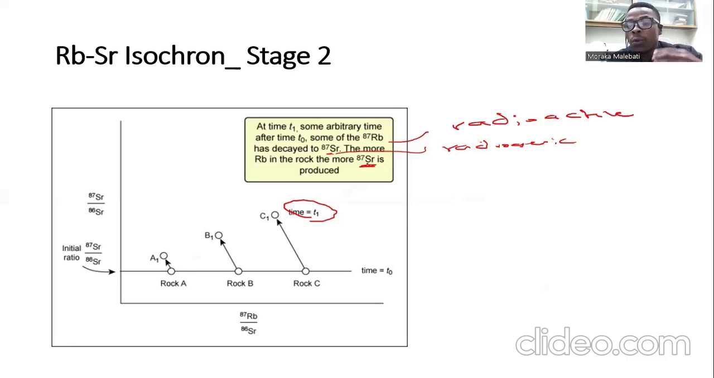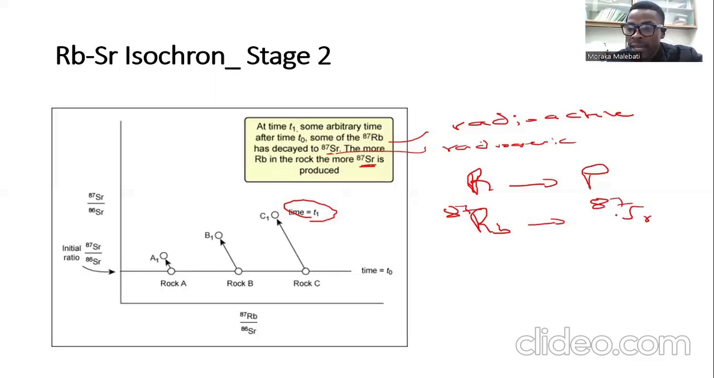Because we said the rubidium 87 will decrease over time, but the strontium 87 will increase with time, it's like the reactant and the product. So rubidium 87 is just the reactant, and strontium 87 is just the product. So we know the more we use up our reactant, the more we're going to produce of our products. I hope you understand.